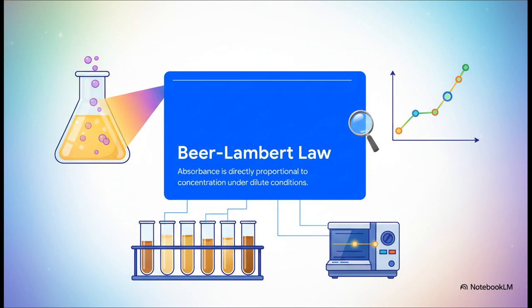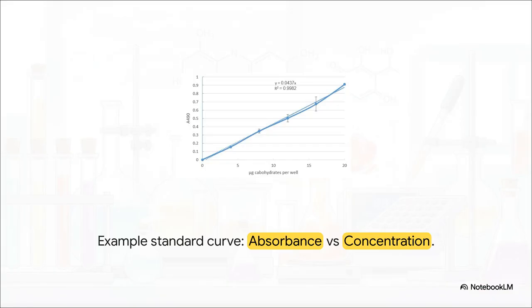This law tells us that under dilute conditions, the amount of light absorbed is directly proportional to the concentration of the molecules doing the absorbing. Because this relationship is perfectly linear, we can test a series of standard solutions with known glucose concentrations and basically map out exactly how much light is absorbed at every single level. And that mapping process, that creates our standard curve.